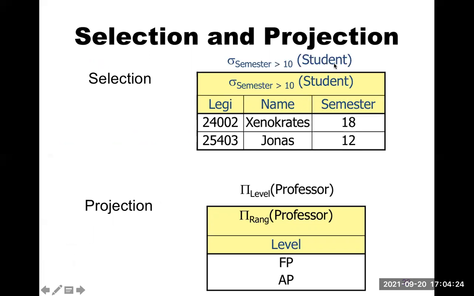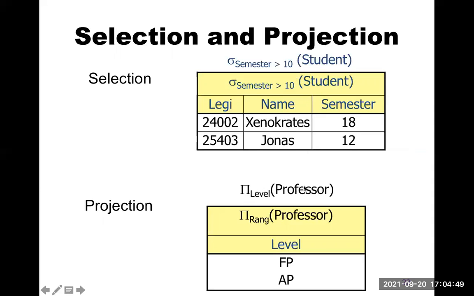Selection from the student table using the condition of semester greater than 10. So let's say something like this. Xena comes from the semester of this, Jonas from that, and that's it. And all other students, we have no students here with semester greater or equal to 10. The result is correct, probably.